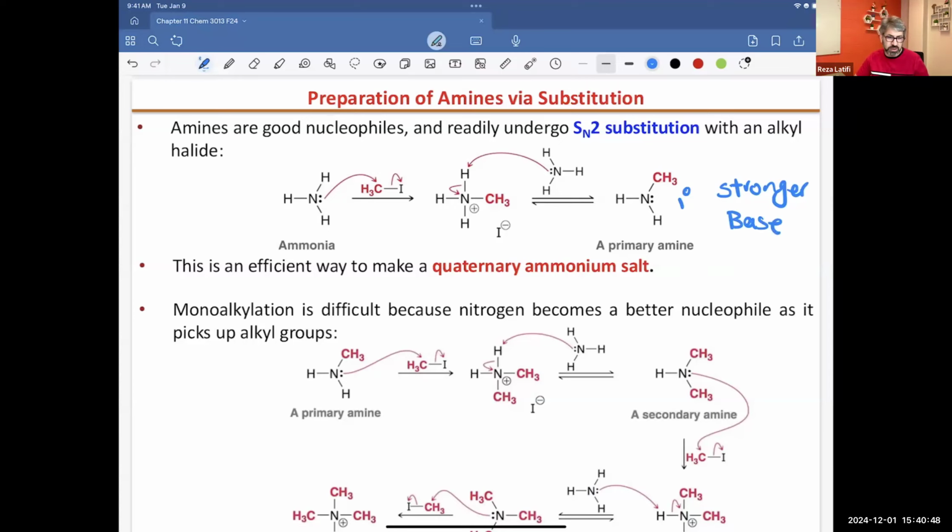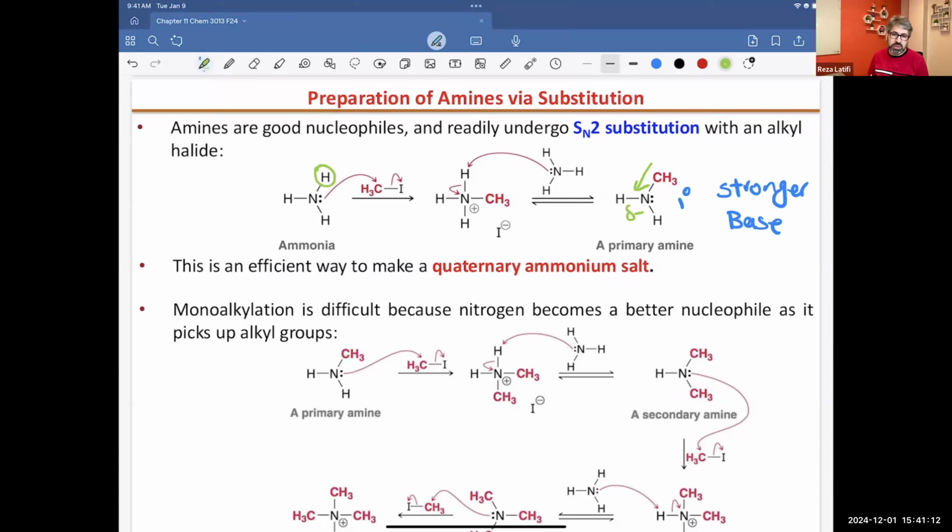Okay, stronger base than ammonia. What's the reason behind it? The reason is that we replace hydrogen with CH3. CH3 will donate electron density to nitrogen. So nitrogen now has higher electron density, or partial negative charge, on it. That means it will be a stronger nucleophile, or stronger base, than the starting compound.